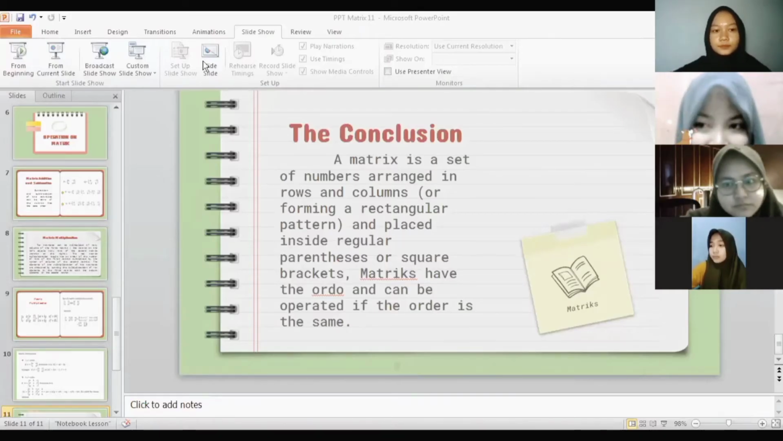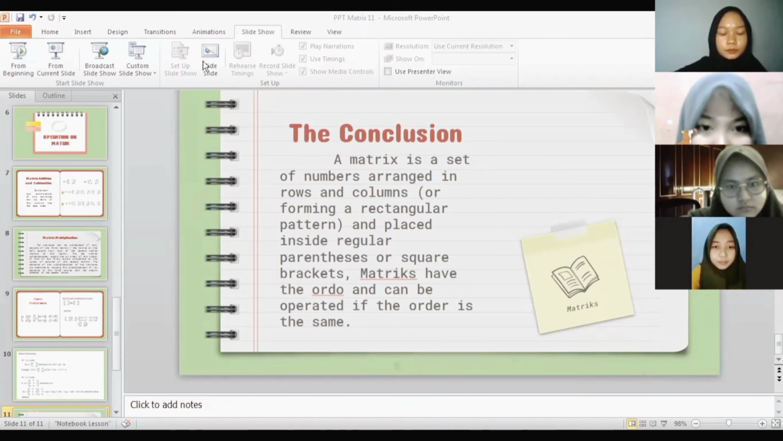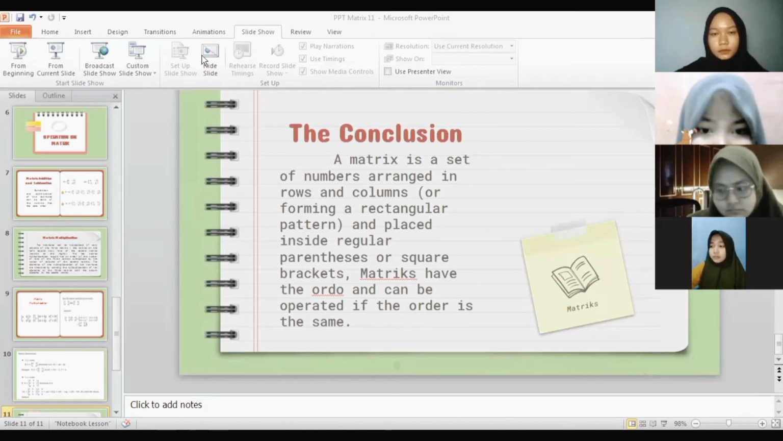Yes, Miss. I would like to ask Indah to read the conclusion of this meeting. Okay, I'll share the PowerPoint. Okay, the conclusion. A matrix is a set of numbers arranged in rows and columns, forming a rectangular pattern and placed inside regular parentheses or square brackets. Matrices have an order and can be operated on if the order is the same.